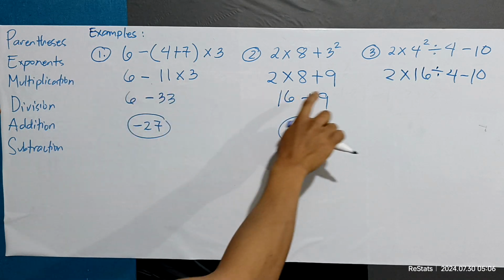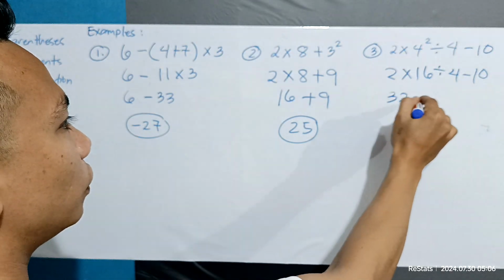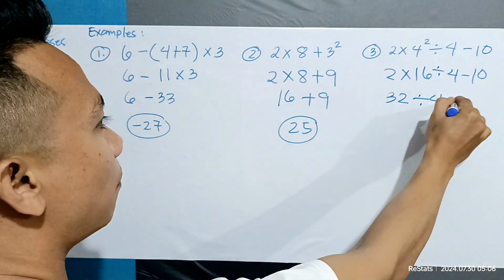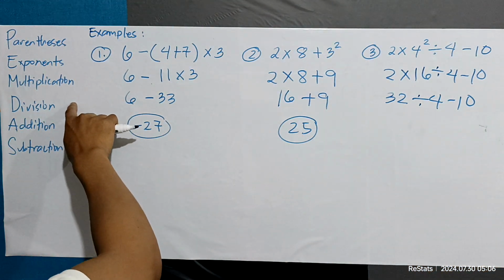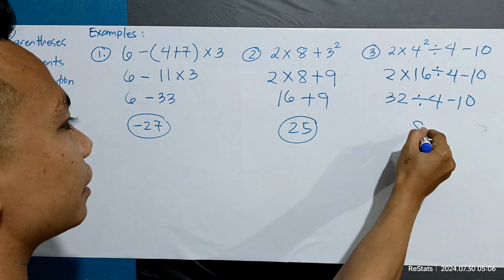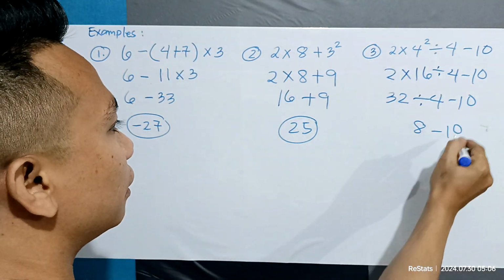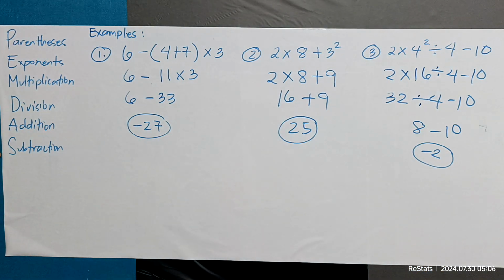That means we will do first 2 times 16, which is equal to 32, divided by 4 minus 10. And then we do division before we do subtraction. That is, 32 divided by 4 is 8 minus 10, it's equal to negative 2. That is the PEMDAS rule.